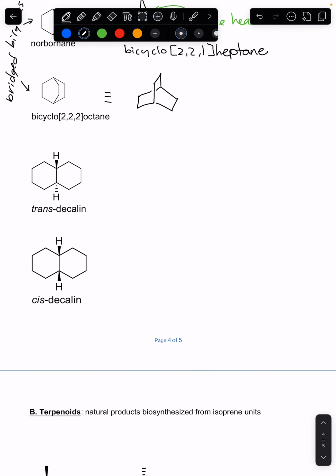Now, here's an interesting bicyclic system. You could say there's a bridge, but there's no bridge carbon in the middle. It's just bridged by a bond. There's no bridge carbon there. So we would say these are fused bicyclics, because it looks like there really isn't a bridge carbon in the middle, but it looks like there's two cyclohexanes fused together.